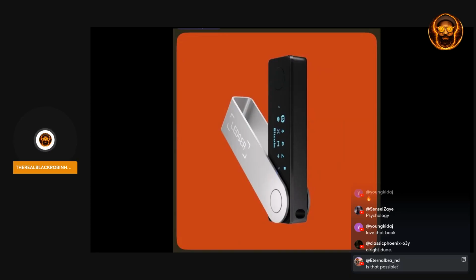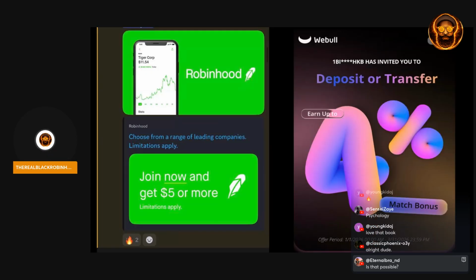Get you a Ledger, get you a Trezor, get you a cold card, get you a Bitcoin wallet, because not your keys, not your Bitcoin. So again, go on Robinhood, start on Robinhood, go on Webull or any other platform. It doesn't matter.